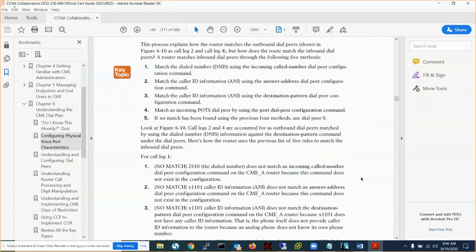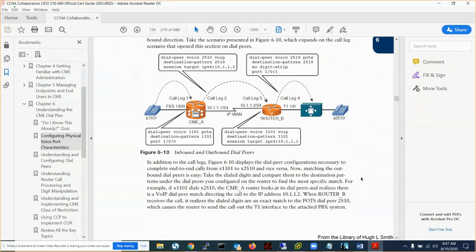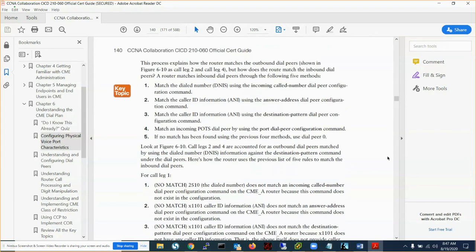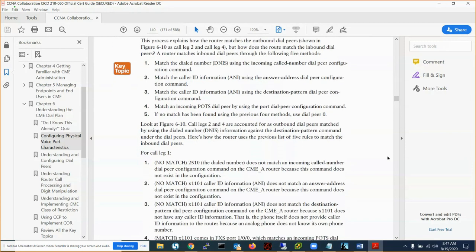The process explains how the router matches the outbound dial peer shown in figure 10, call legs 2 and 3. So you're seeing call legs 2 and 3 here, and these are the outbound dial peers they're talking about. But how does the router match the inbound dial peers? A router matches inbound dial peers through the following methods.